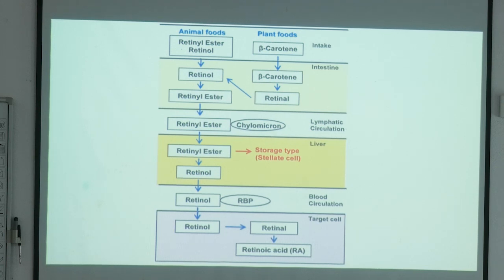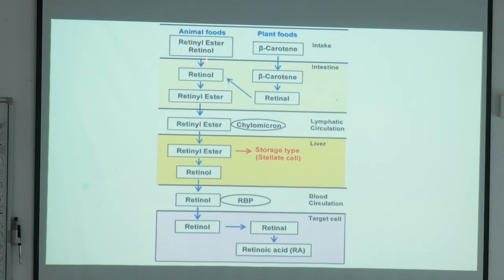This is again the absorption and other things of retinol. Now in animal foods, what we have seen just now, the source of vitamin A is retinol, that is the alcohol group, and the retinol reacts with different acids and forms retinyl ester. So the ester is formed, and this ester formation occurs in the intestine. So this is the intake in the gut.